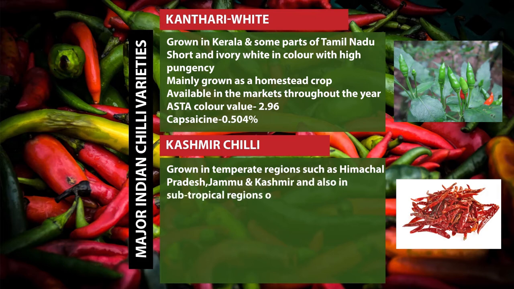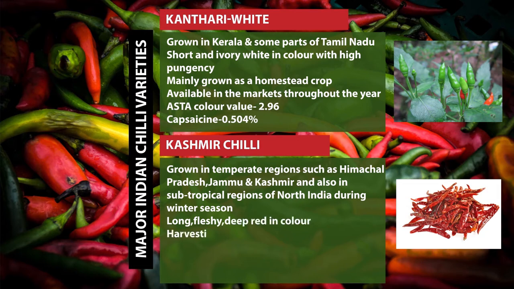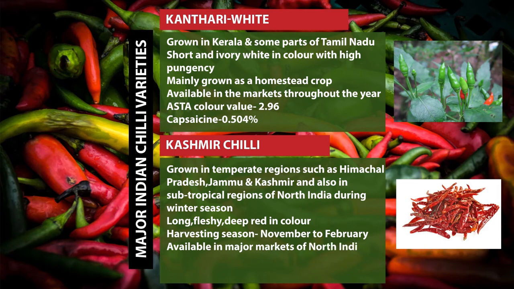Kashmir chilli, grown in temperate regions such as Himachal Pradesh, Jammu and Kashmir, and also subtropical regions of North India during winter season. Long, fleshy, deep red in colour. Harvesting season, November to February. Available in major markets of North India. ASTA colour value 54.10. Capsaicin 0.325%.